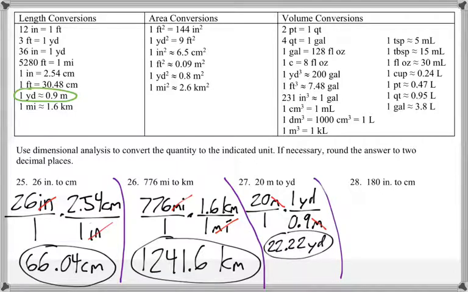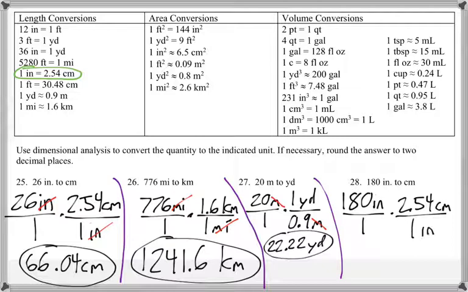For question 28, we are converting 180 inches to centimeters. So 180 inches over 1 times my inches to centimeters conversion is right here. So that will be 2.54 centimeters over 1 inch.